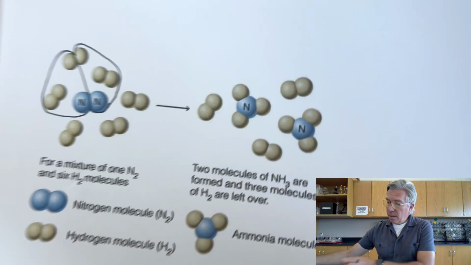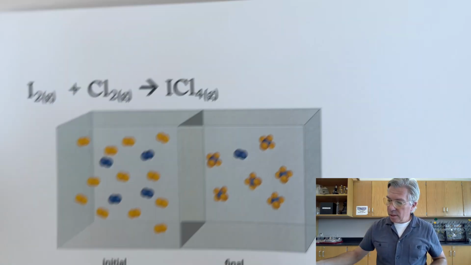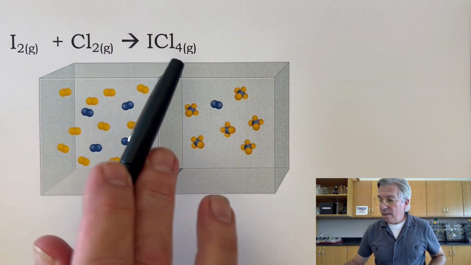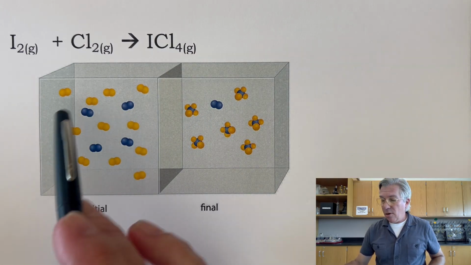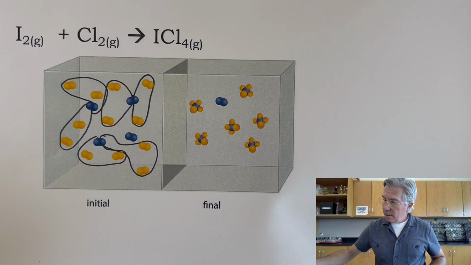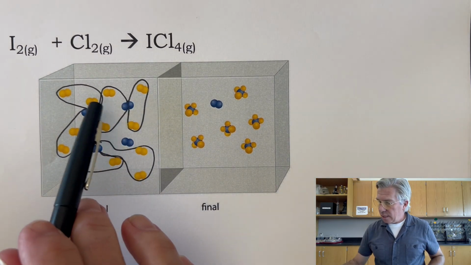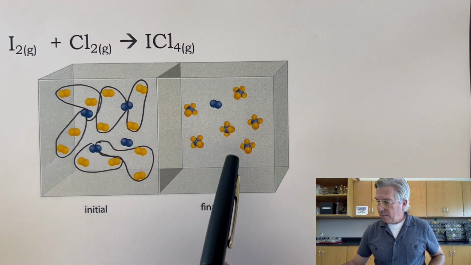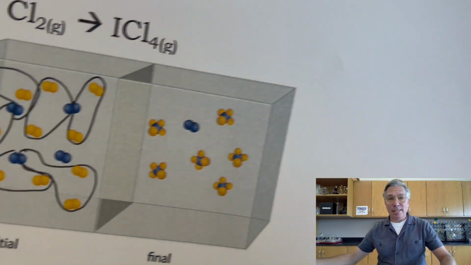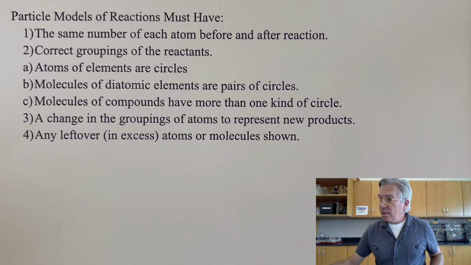So there you go. And finally, this is one that I used in my limiting reactants video. Iodine and chlorine, note again, they're diatomic, making ICl4. And you see a whole bunch of them there. How do we know how many they're going to make and what's going to be left over? Well, start circling. And so here I was able to circle 6 different groups of ICl4s. There's the 6 molecules. And then there's one little guy left over. Didn't get a chance to react, and so he's the excess reactant. Okay, so let's take a look at what particle models must have.